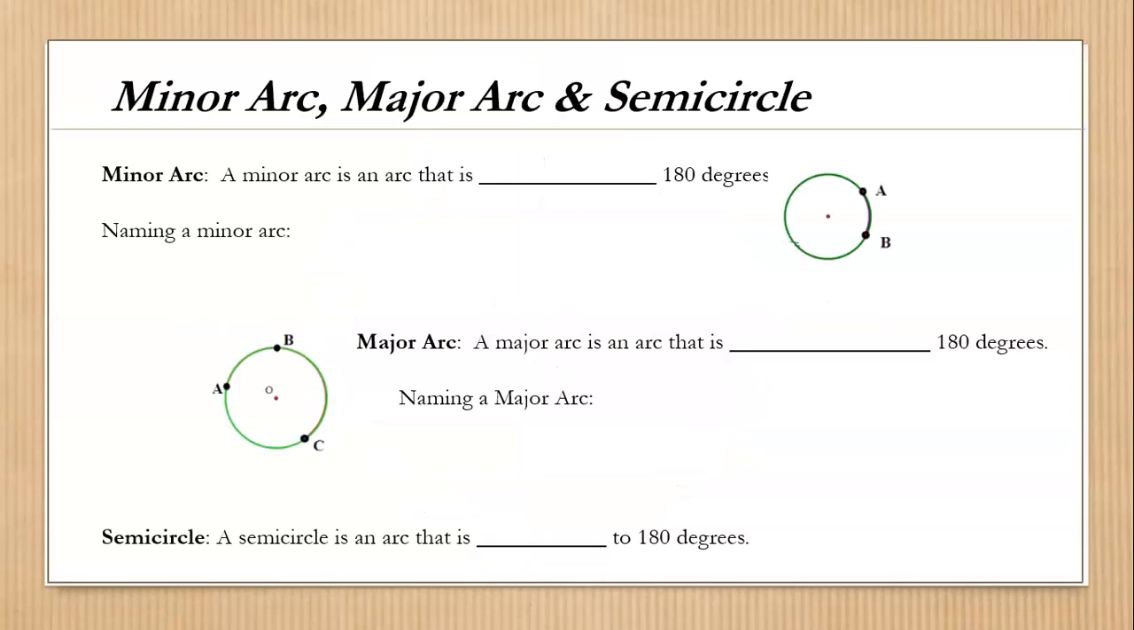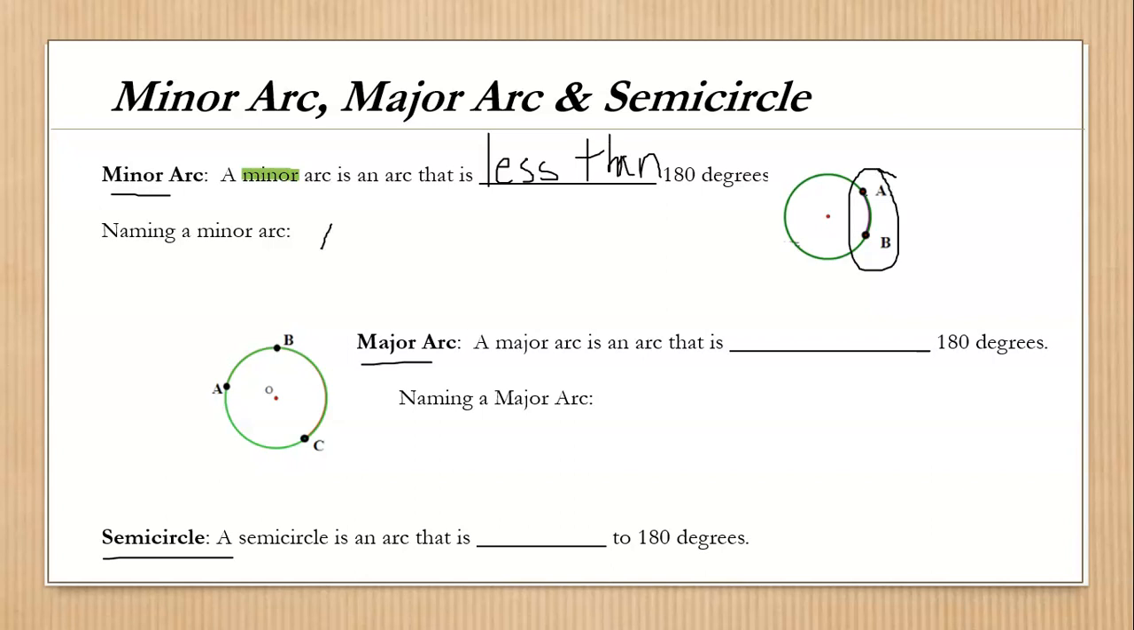So there's 3 kinds of arcs we're going to call. We're going to call a minor arc, a major arc, and a semicircle. So a minor arc, the word is kind of cool because it matches its definition. Minor meaning, you know, not so important, not such a big deal. It's small, it's minor. So a minor arc is an arc that is less than 180 degrees. Less than 180 degrees.